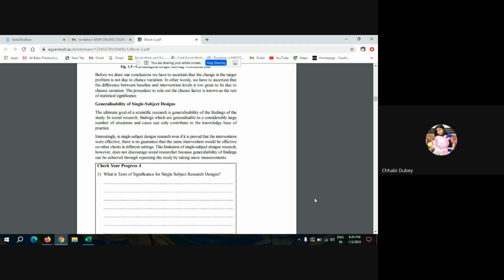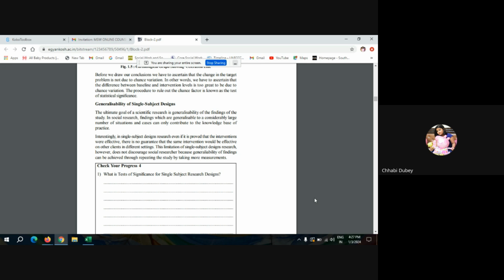Generally, in social science research, we find that these can be generalizable to a considerably large number of situations. Okay, and the cases can only contribute to the knowledge base of the practice. So these can be generally considered for a larger number of situations. Why? Because we are dealing with people in similar situations. So definitely, persons who are suffering from the same problem can be brought under the ambit of these research designs.